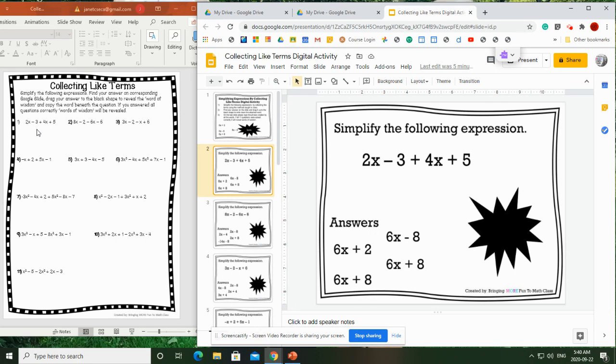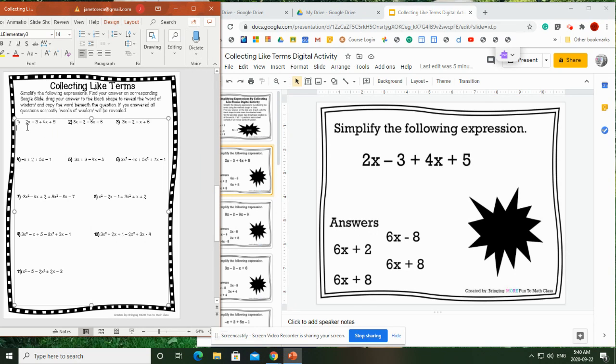So what I would do here is, if I'm doing this question, 2x minus 3 plus 4x plus 5, I would group like terms together. So I would write 2x plus 4x minus 3 plus 5. So I'm grouping the like terms together, and then I simplify them. 6x plus 2. That would be my final answer. I would have equal signs here too, just a little tricky on the keyboard.